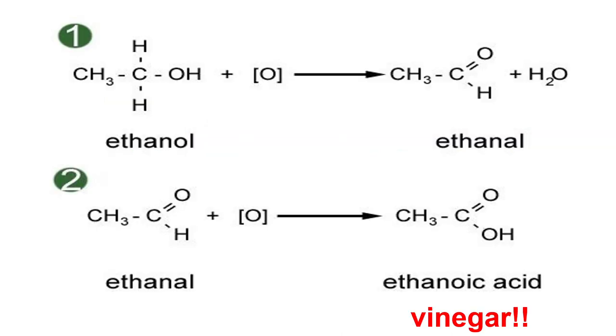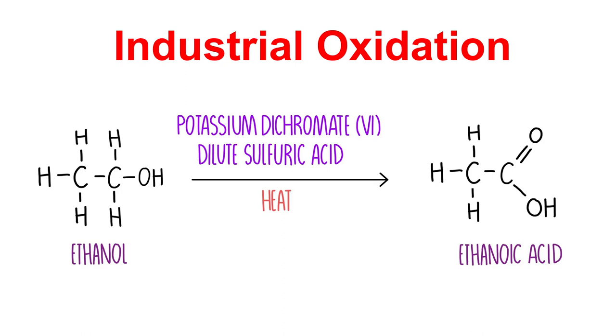Now, it's a two-step process. Actually, you don't need to know the intermediate ethanal. Just know the end product. It's vinegar, ethanoic acid, and I don't like drinking vinegar with my dinner, okay? So you need to also know the industrial oxidation of ethanol. This is something that when you really want ethanoic acid, you need heat and an acid catalyst.